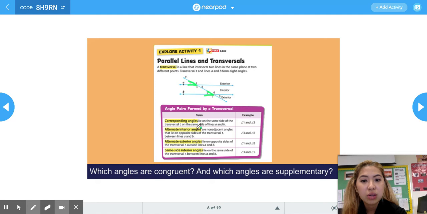Alternate interior angles, the word interior means on the inside. So the interior has to be the inside right here, are non-adjacent angles.